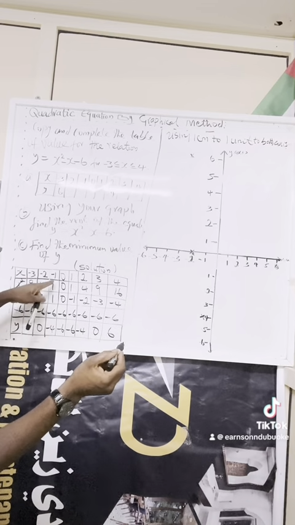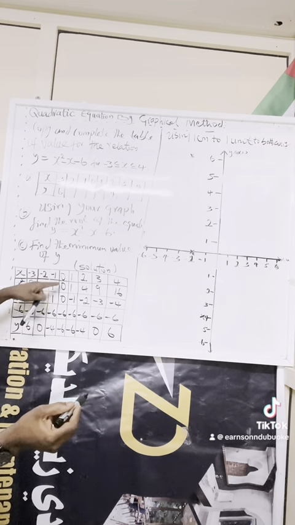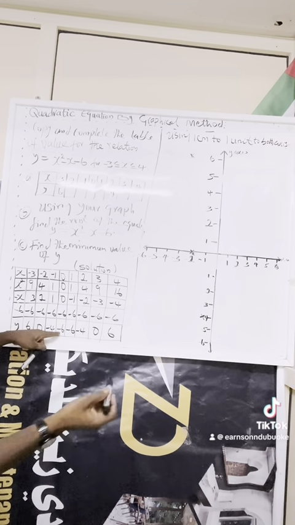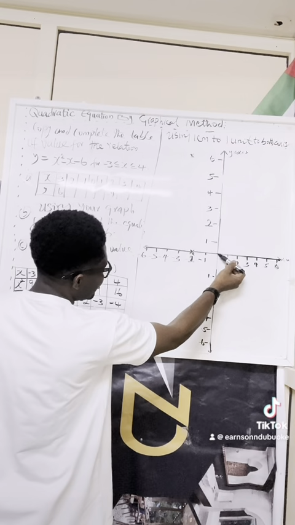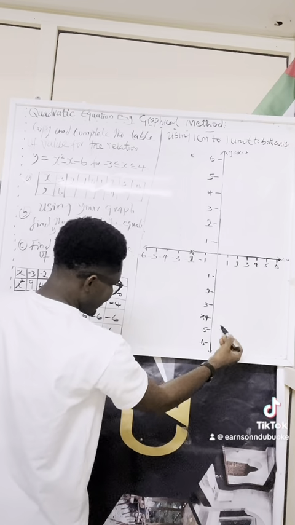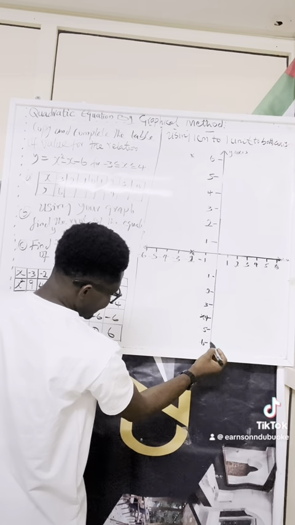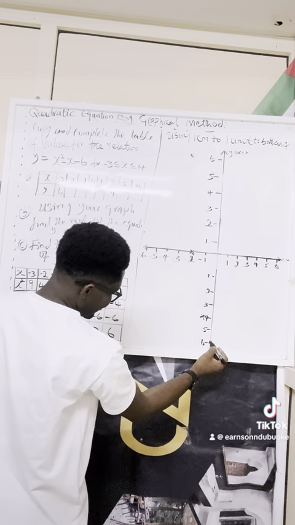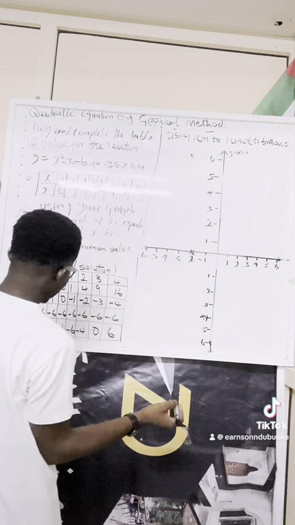Again, when x is equal to 0, my y is equal to minus 6. My x is 0. This is where the 0 is, and y is equal to minus 6. This is where my minus 6 is. This is the intersection of x equals 0 and y equals minus 6. So I now make an asterisk here.